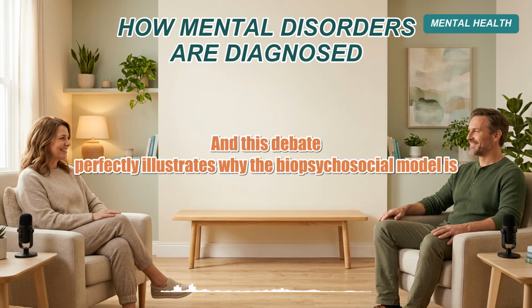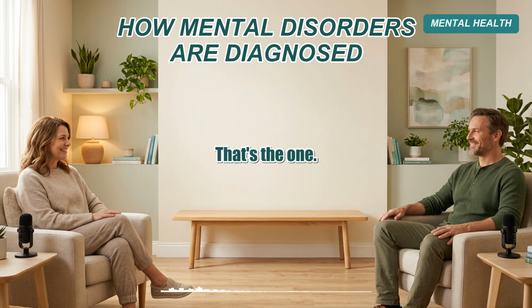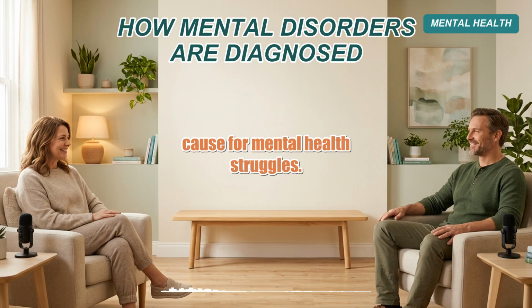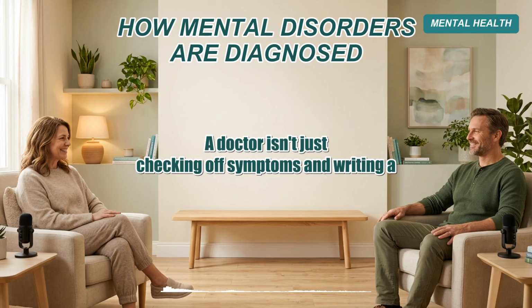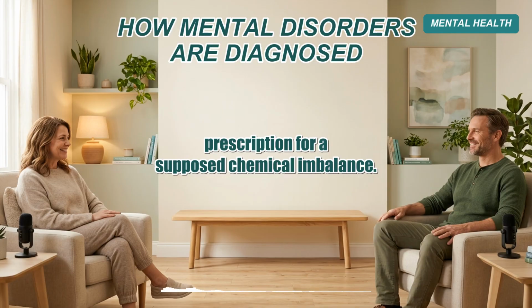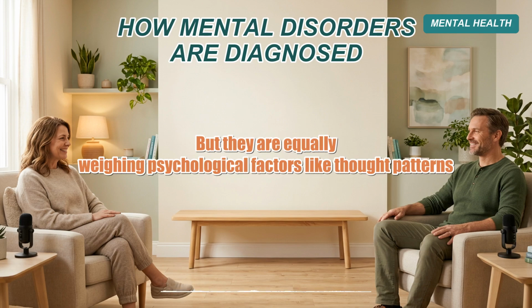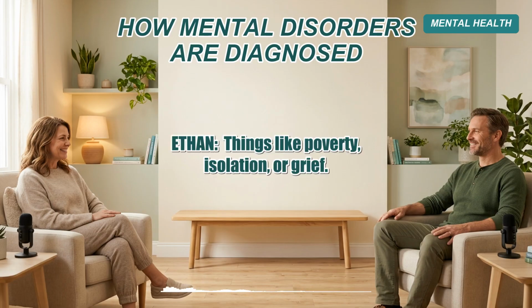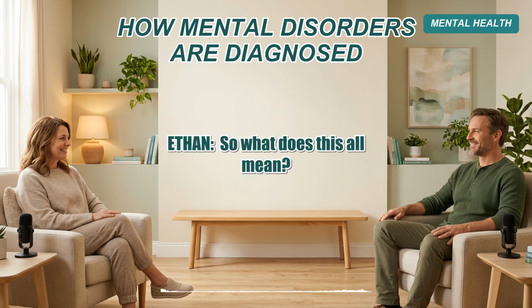They do, and this debate perfectly illustrates why the biopsychosocial model is so essential today. Oh, proposed by George Engel, right, back in 1977. That's the one. This model argues we cannot just assume a single biological cause for mental health struggles. Right. Think about what this looks like in a modern clinic. A doctor isn't just checking off symptoms and writing a prescription for a supposed chemical imbalance. No, they're looking at biology, yes, like genetics or sleep, but they are equally weighing psychological factors like thought patterns and social factors. Things like poverty, isolation, or grief. Exactly. You can't separate the brain from the context of a person's life. So what does this all mean?